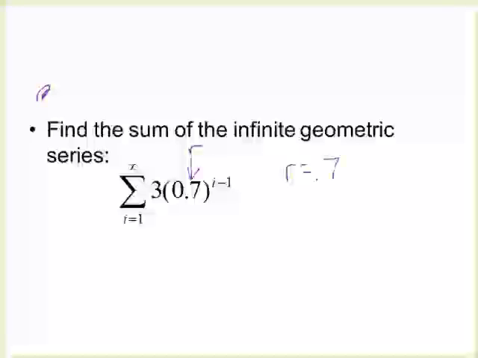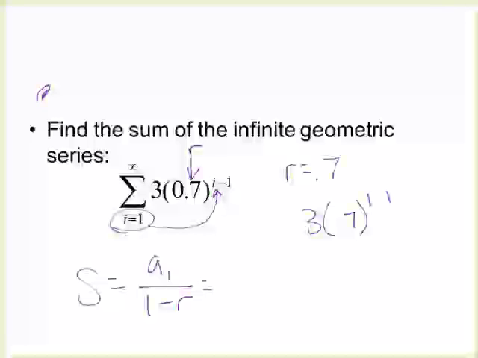So to find the sum, the rule is that the sum is equal to a sub 1 over 1 minus r. How do I find a sub 1? It is 3. How do I find it? You plug in 1 for the bottom value. Whatever the bottom value happens to be, we will plug in that value. So that gives me 3 times 0.7 to the 1 minus 1, which does give 3.